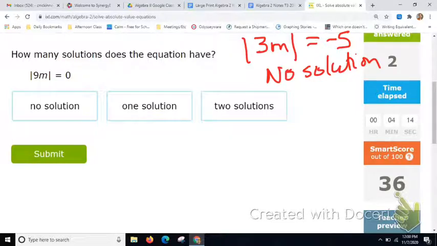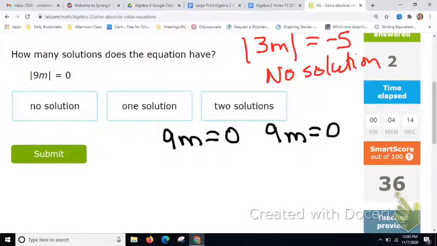Now, if the absolute value is equal to 0, think about what happens when we break this up. What's the opposite of 0? There really isn't one, right? How far away is 0 from 0? 0. Doesn't matter left and right, right? So if the answer is 0, look what happens. I get the same answer twice, which means there's really only one solution.